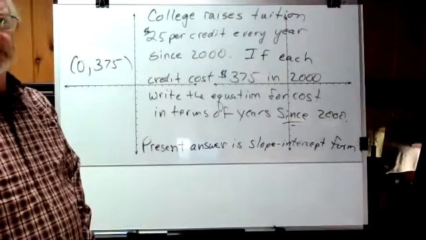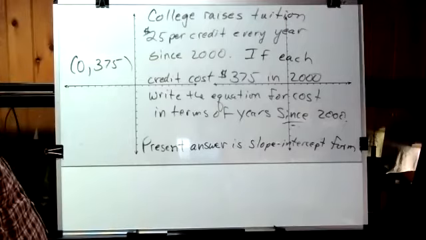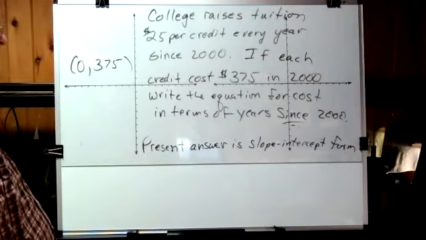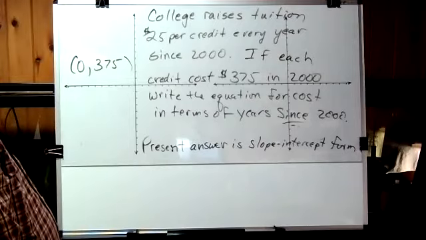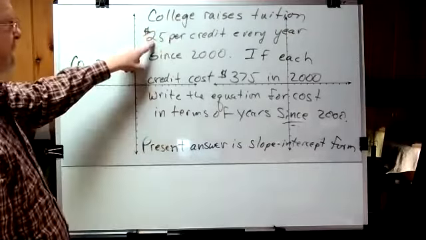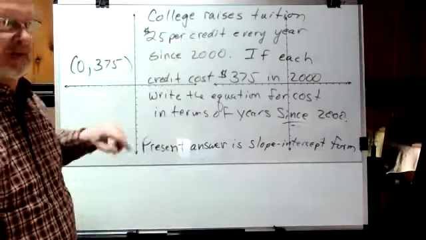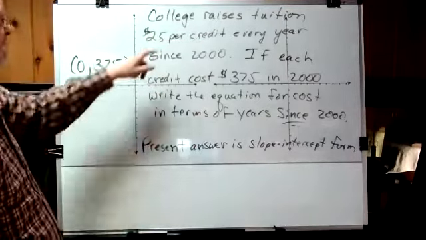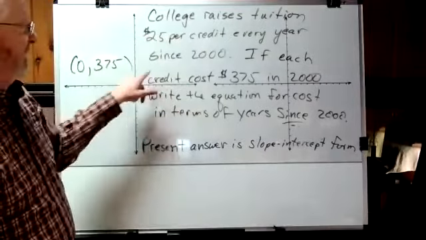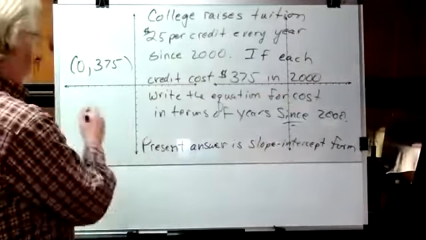Let that sink in a bit. Or if that doesn't make sense, see if I can explain it any other way. And so there's your y-intercept. College raises tuition 25 per credit. Right, there's your clue for, oh, there's the slope number, cost per credit. Find in each credit, write the equation for cost.